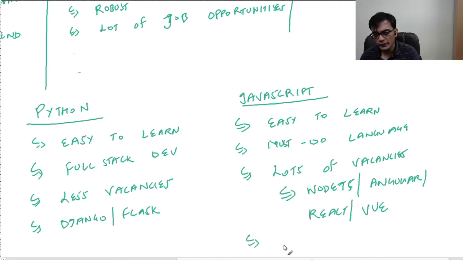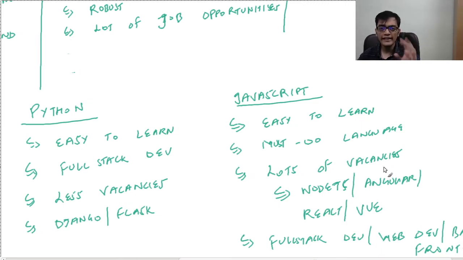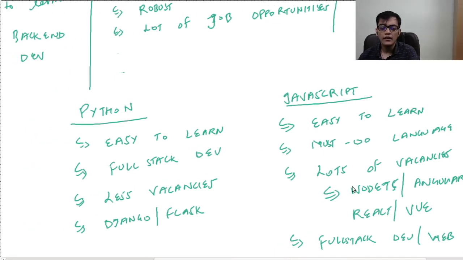And of course, with JavaScript, you can become a full stack developer. You can become a web developer. You can become a backend developer. You can become a front-end developer. So you can learn any of these, you can go through any of these three languages. But again, based on the comparison that we have done, JavaScript is the most suitable language for you.